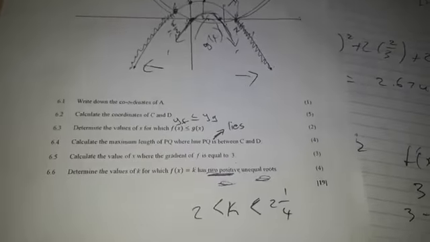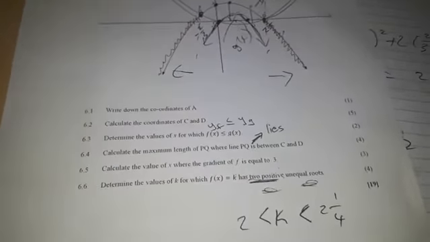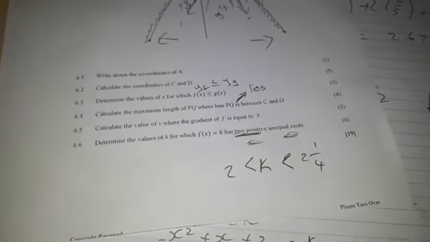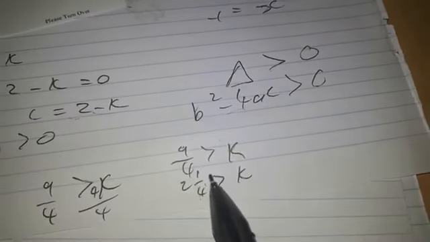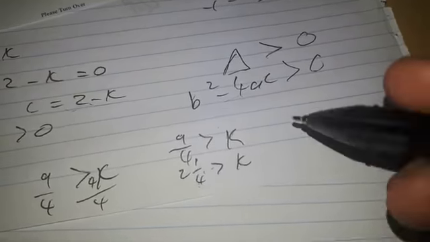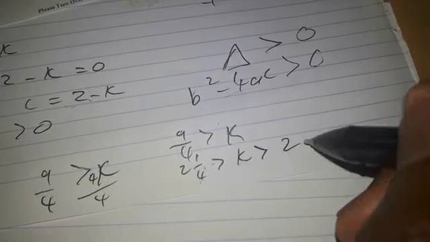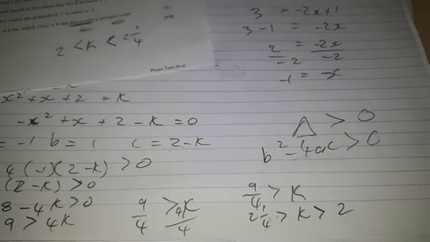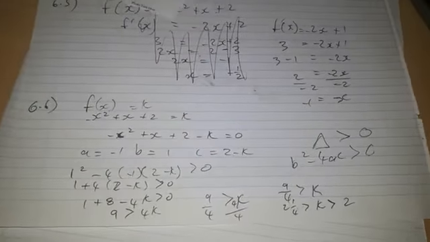And again, you're going to have a nature of roots playlist soon to go through more examples like this. So for 6.6, you'll need to say k is smaller than 2.25 and k needs to be bigger than 2. If you write it like this, that's fine. If you wrote it like that, that's also still fine. It is both saying the same thing. So yeah, nature of roots questions, they are what they are.